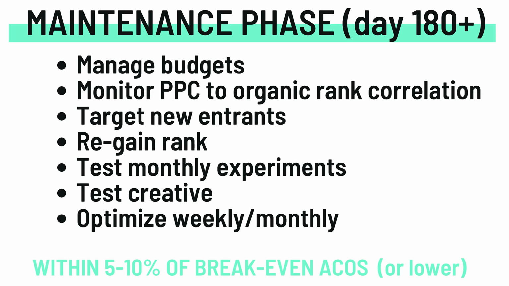And really here, we should be within at least 5 to 10% of our break even, ideally below break even at this point. So let's say that your break even ACoS is 45%. We want to be at or below that ideally, or if we're aggressively pursuing rank, you don't want to be much more than 5 to 10% above your break even. And again, you want to closely be monitoring what the pay-per-click to organic rank correlation is, especially if you're going to be over break even.